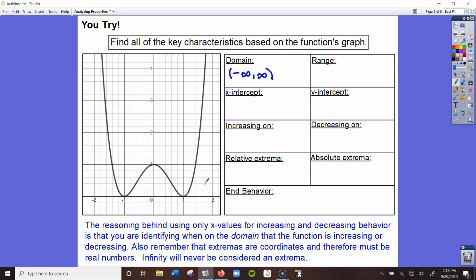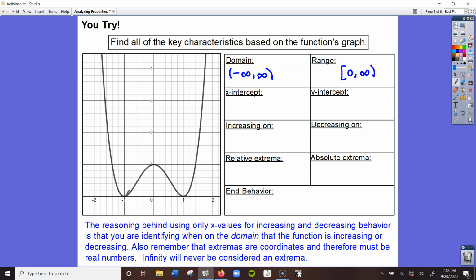Now the range. For the range, I'm going to look at the smallest y value to the largest y value. And I can see here that the smallest y value is 0. Now I am including the 0 because your function does touch the point where y is equal to 0. And since it touches, it is included. So this would be from 0, and then it opens up forever, so to infinity.